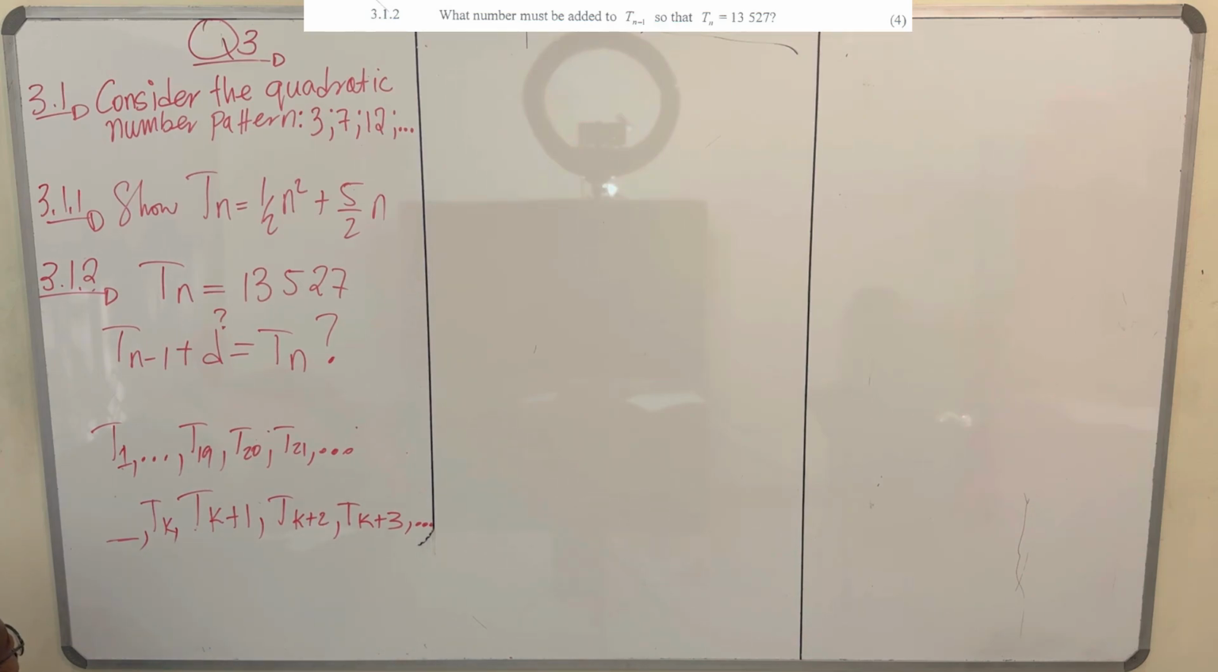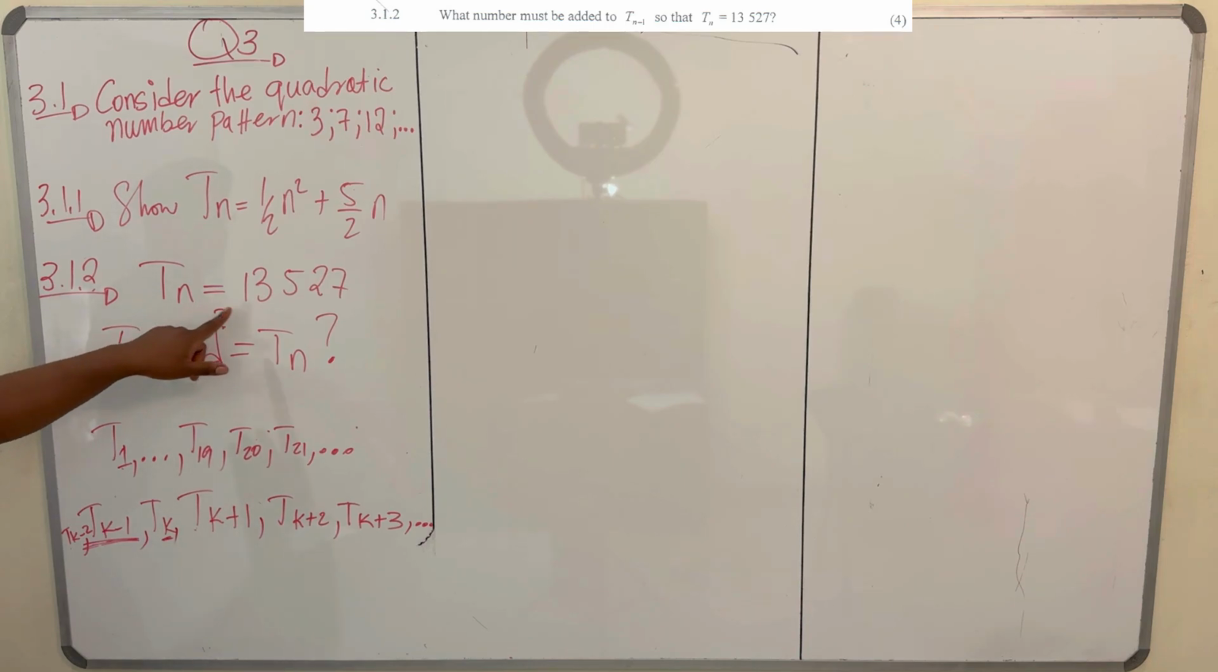So what is happening here? If you want the term in front of Tk, it should be Tk minus 1. This will be the term in front of Tk. And if you want the term in front of Tk minus 1, it should be Tk minus 2. And so on.